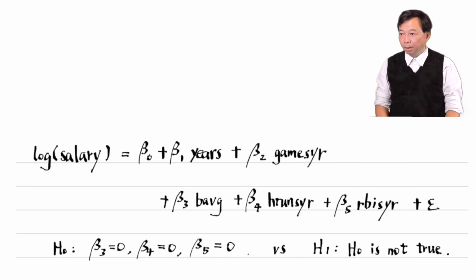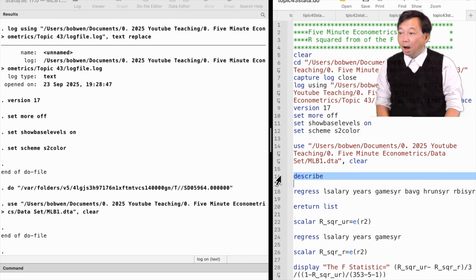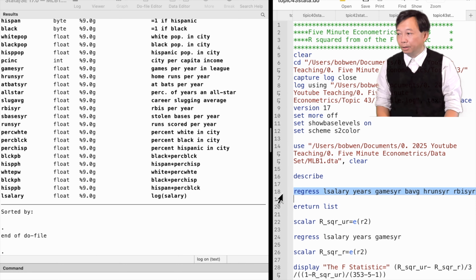We use the example of the baseball players' salaries again. In the previous topic, we computed the residual sum of squares form of the F-statistic for the null hypothesis that the parameters of the three productivity variables are all zero, once we include the years in major leagues and the average games played per year in the model. Now, let's calculate the R-squared form of the F-statistic.